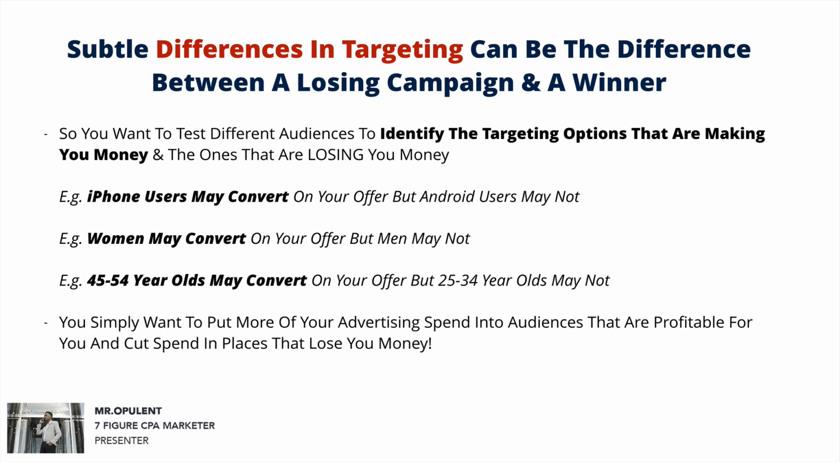For example, iPhone users may convert on your offer, but Android users might not. Or women may convert on your offer, but men may not. Or 45 to 54-year-olds might convert on your offer. That age range might convert very, very well. But 25 to 34-year-olds may not. And you simply want to put more of your advertising spend into audiences that are profitable for you, and you want to be able to cut spend in places that are losing you money, okay?